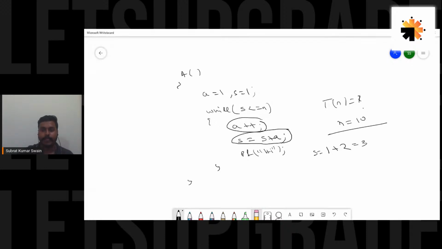Next time, let me also write the a value. a was 1, it got incremented to 2, and we added 2 here. Then we again increment a to 3 and add it up. So we get 6. Then again a would be incremented to 4, and we add 4 to s. That comes out to be 10, and we have taken n value as 10. So we would stop here, right?